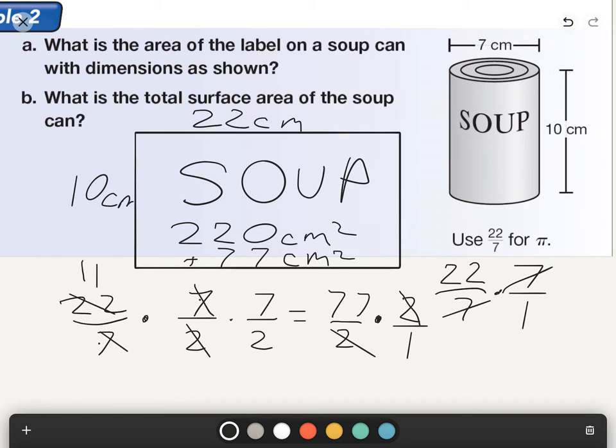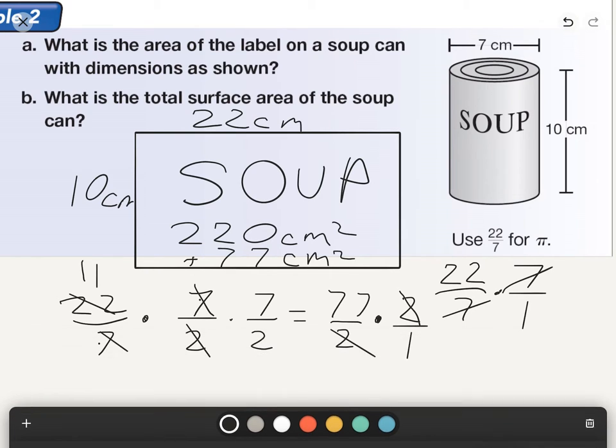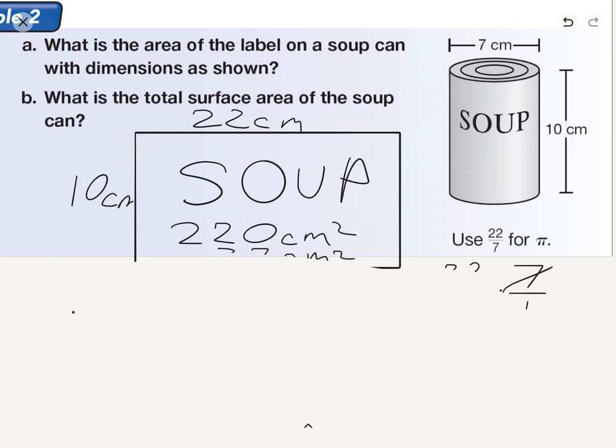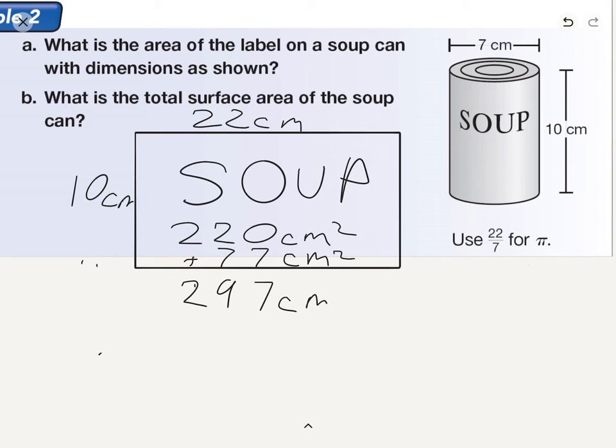I'll clear our space a little bit here. Okay, getting us to 297 square centimeters for the full surface area of the can of soup. All right. How are we feeling? Want to give me 1, 2, or 3? How's that? Okay, we good.